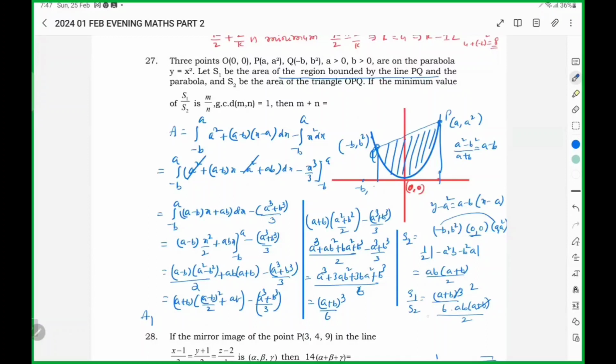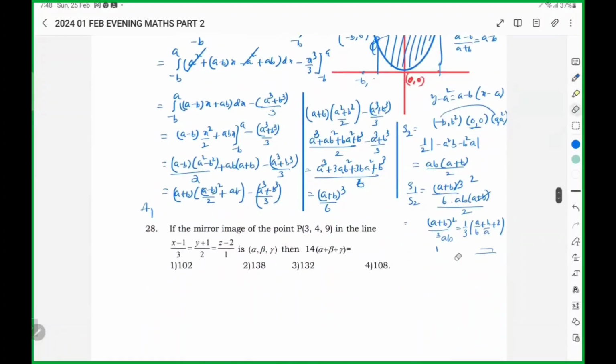So here you get A plus B, finally A plus B whole square by... so this is 1/3 A by B plus B by A plus 2. So the minimum will be A by B plus B by A applying AM greater than GM. So it becomes 4 by 3. These two GCD is 1, M plus N becomes 7.